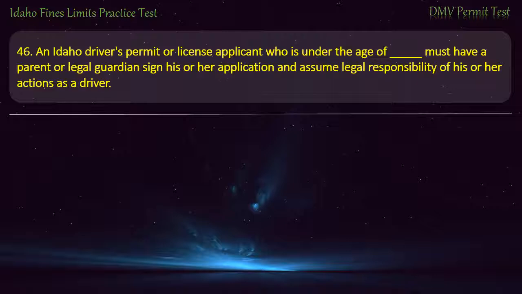Question 46. An Idaho driver's permit or license applicant who is under the age of must have a parent or legal guardian sign his or her application and assume legal responsibility of his or her actions as a driver. 21, 17, 18, 16. Answer: 18.